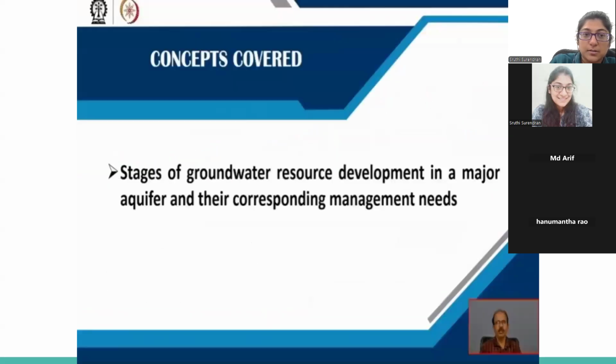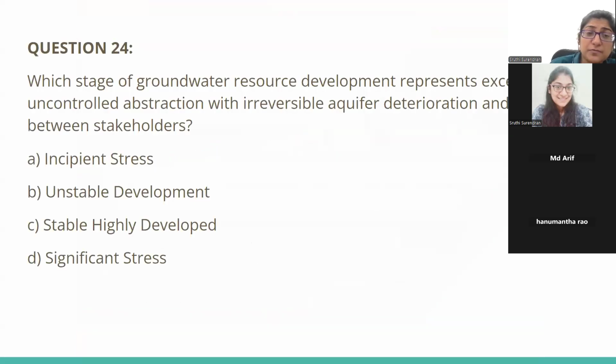So the question was, which stage of groundwater resource development represents excessive uncontrolled abstraction with irreversible aquifer deterioration and conflict between stakeholders? This is the incipient stress, unstable development, stable, highly developed, or significant stress. 0, 1, 2, 3A, and 3B.